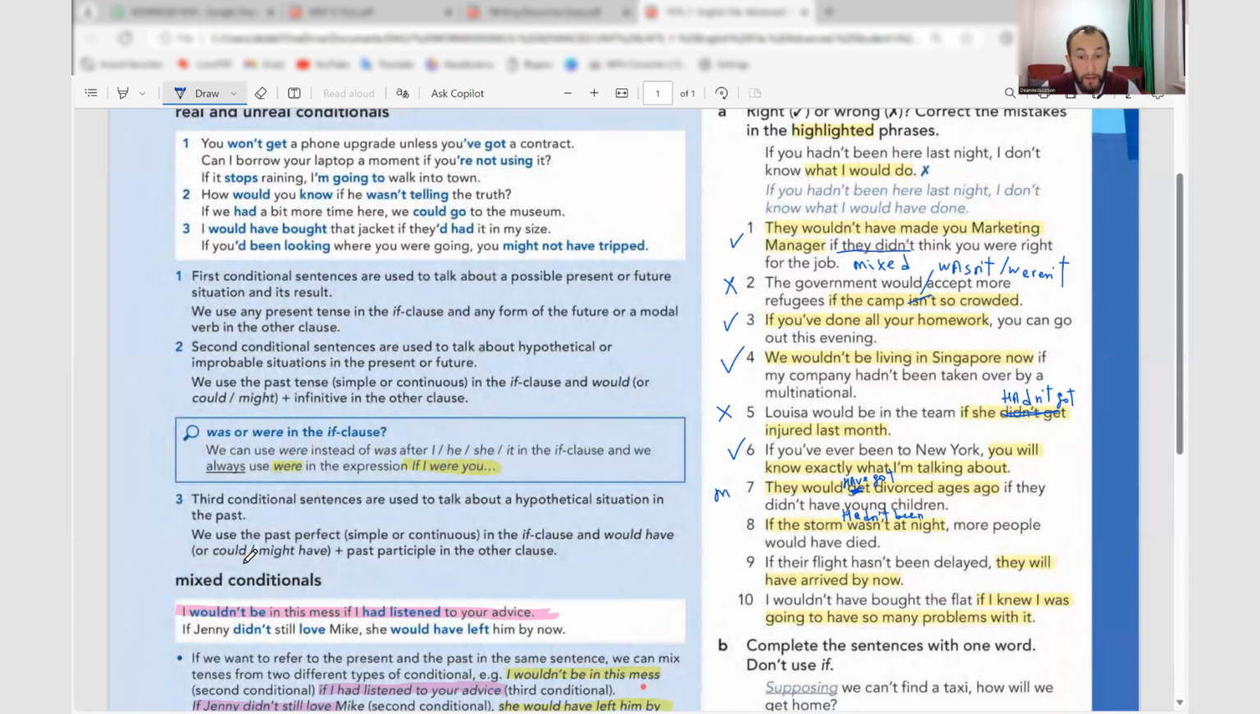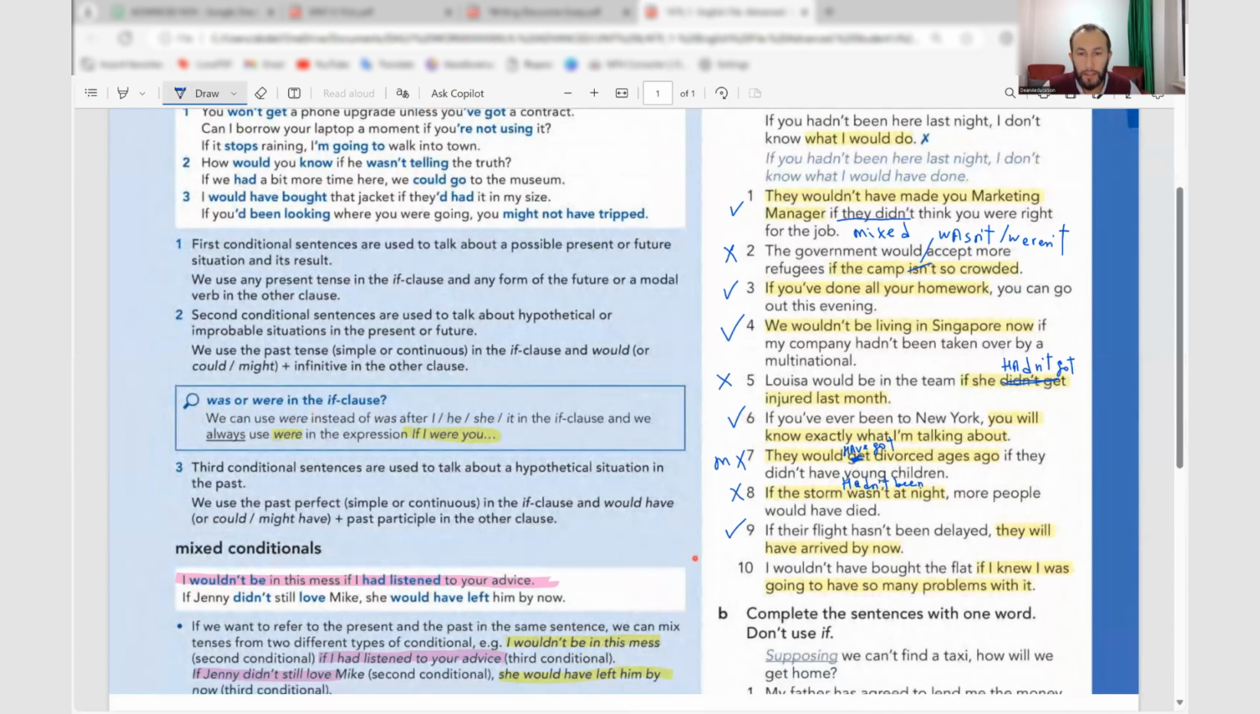Yes, Amina. Correct. Yes, this one is correct. If their flight has been delayed, they will have arrived by now. This is first conditional, so this is correct. This is wrong.